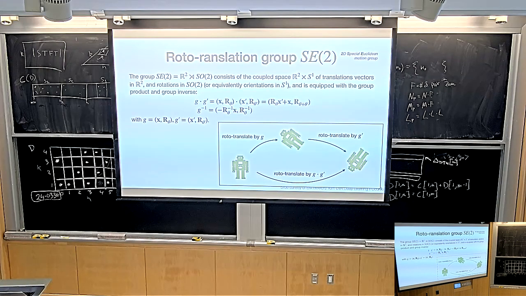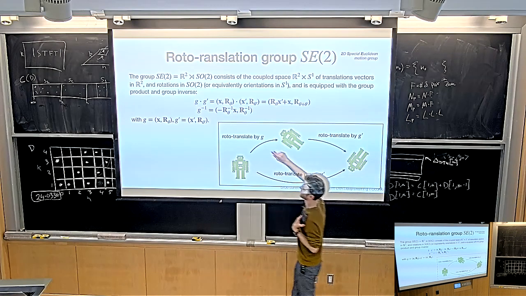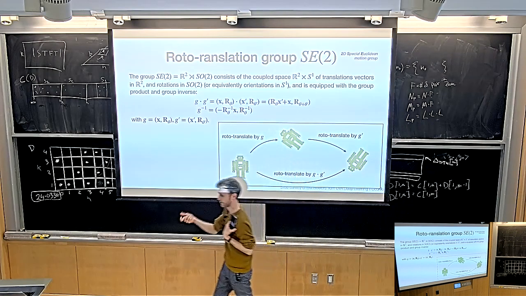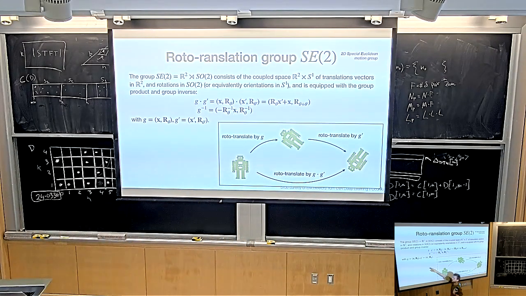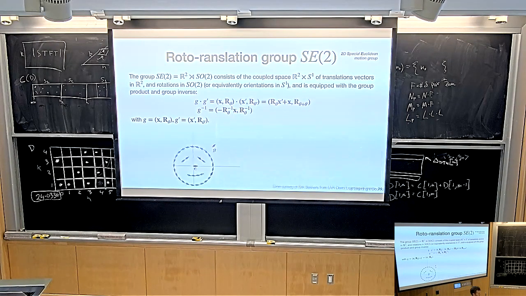And so group elements of the group SE2 are therefore elements that are always signified by the rotation and the translation part. Every group element is actually made up of a tuple, a translation and a rotation. And then, of course, again, there's the inverse, right? For any roto-translation, you can find the inverse that basically takes it back to the identity.